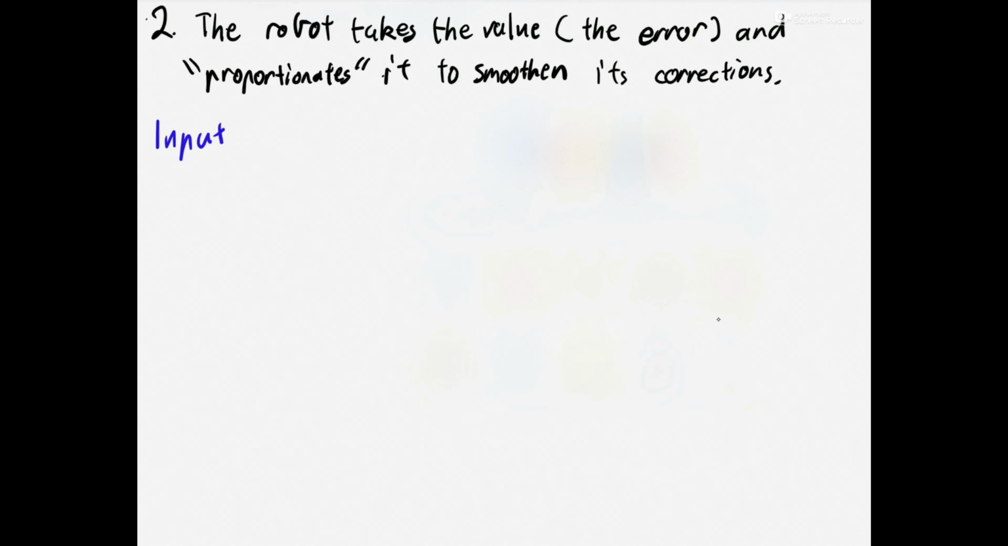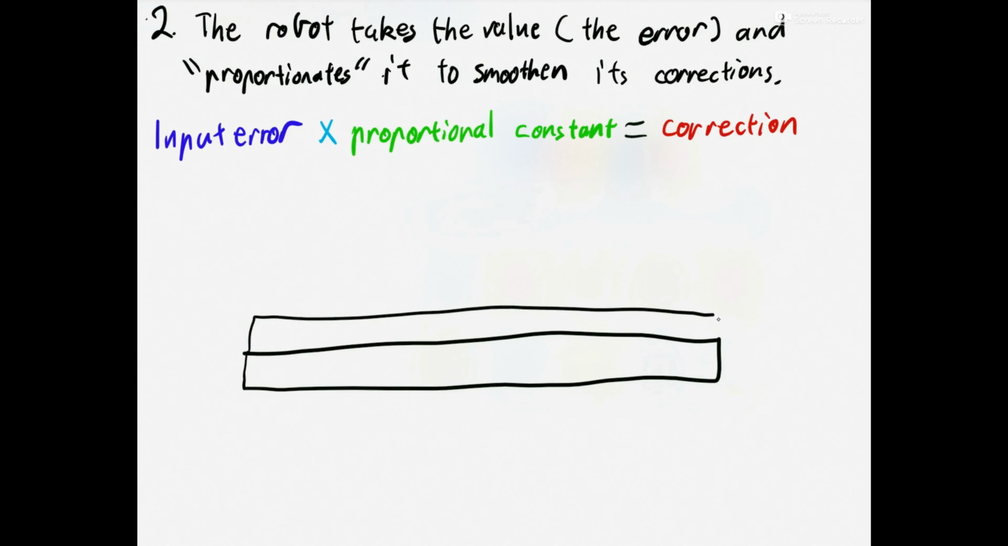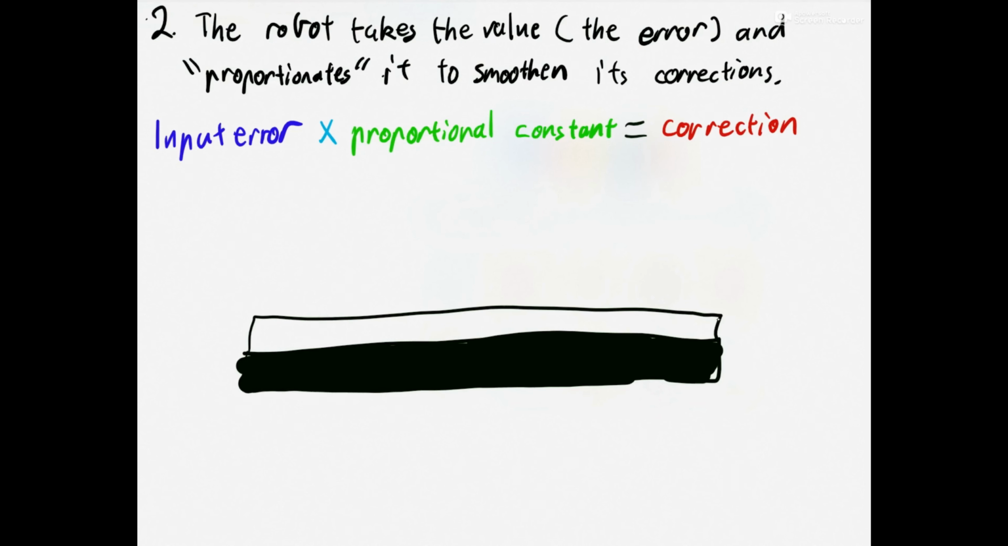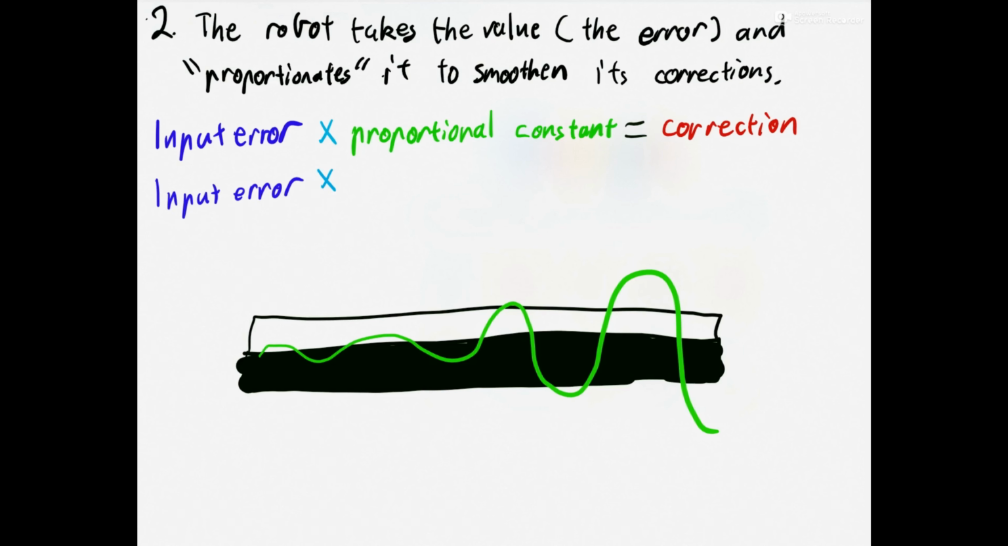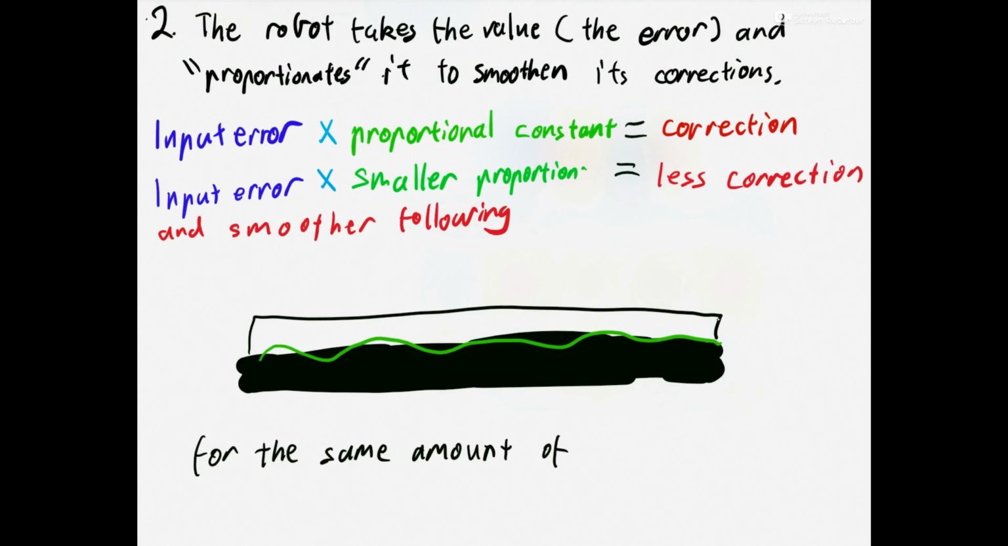The proportion is, in this context, the ratio from the input error to the output correction, with the proportional constant being a variable of your choice. Take it this way. The robot is using the program, but the robot is making sharp corrections, too sharp, and isn't going accurately straight. To reduce the amount of correction and smoothen the robot's movement, we need to reduce the proportion of the robot's error to correction. So, for the same amount of error, the one with the smaller proportion has a smaller correction and therefore a smoother path.